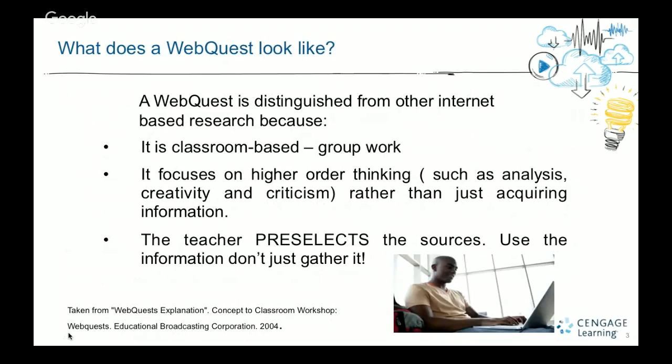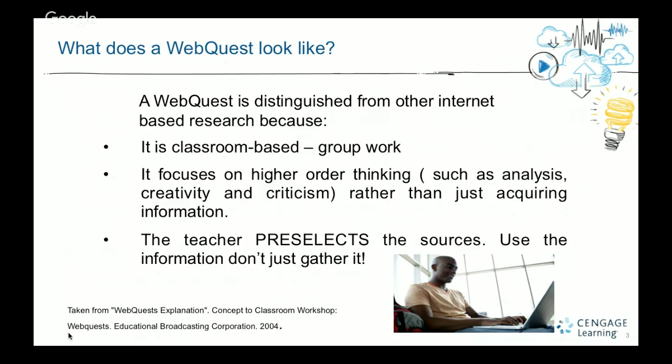What does a WebQuest look like? A WebQuest is different from any other internet-based research because, number one, it is classroom-based. We're talking about group work. Even though there are sometimes WebQuests that can be done individually, this is not the usual case. The usual case is that we're going to do it in the classroom, and it's going to be group work. Okay? Second, it focuses on higher order thinking. Higher order thinking, talking about the critical thinking skills, okay? Such as analysis, creativity, and criticism.